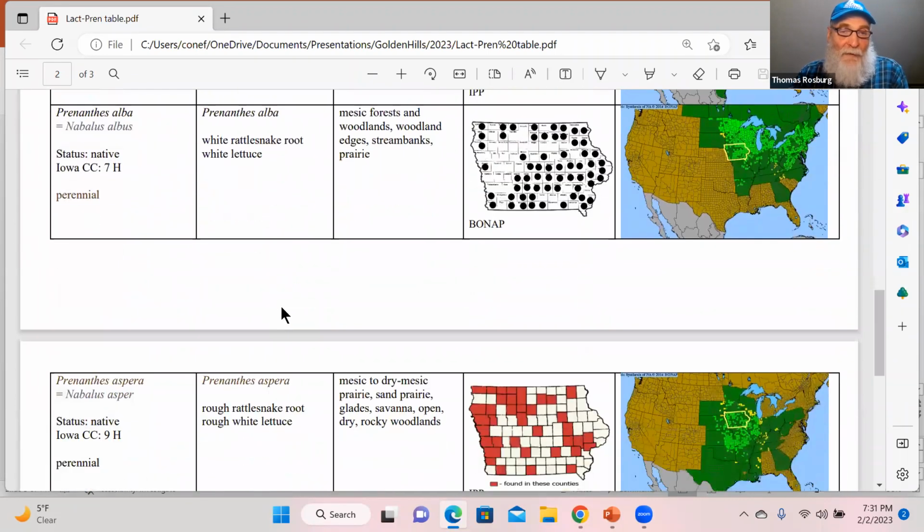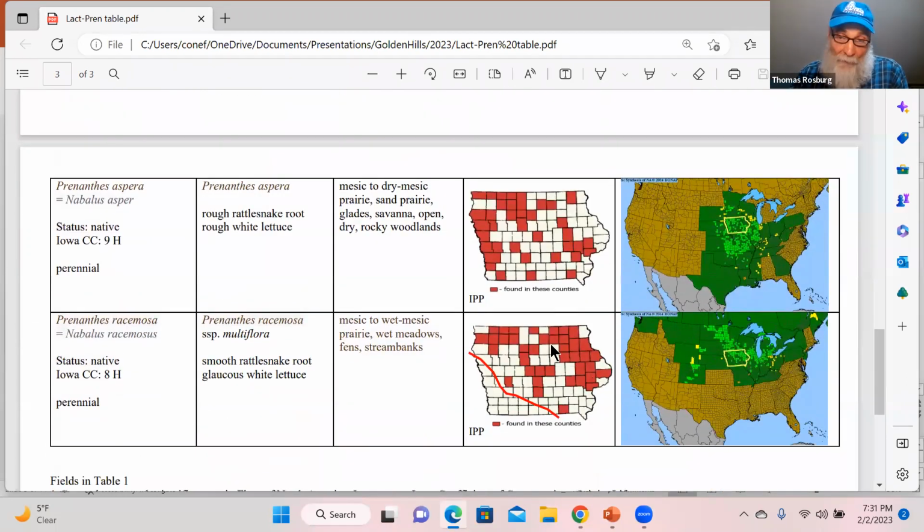Then we have the three Prenanthes. They go by Nabalus as another older scientific name. Prenanthes alba, white rattlesnake root, is a forest species, a woodland species, and you can kind of see it's, again, mainly to the north and east of us. And it's probably a little bit more common in the eastern two thirds or eastern half of Iowa, using the BONAP map. The last two here are prairie species, and so they do have a map in Iowa prairie plants.